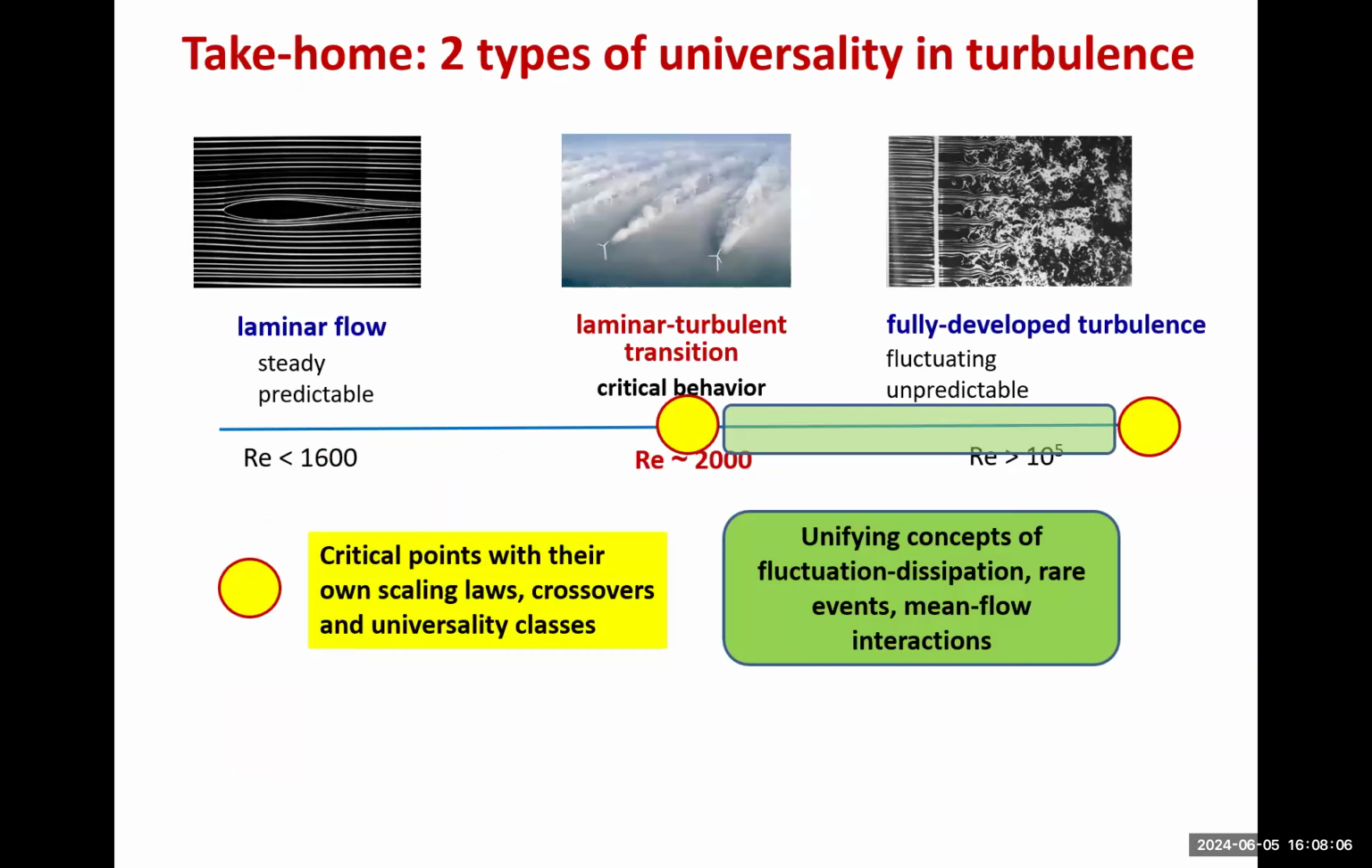Okay, so what I didn't tell you about was this critical point here. This critical point here, the laminar-turbulent transition, is actually a non-equilibrium phase transition. And we figured out what the universality class of it was, we measured the critical exponents, and we measured the universal scaling functions, and it agrees exactly with the theory.